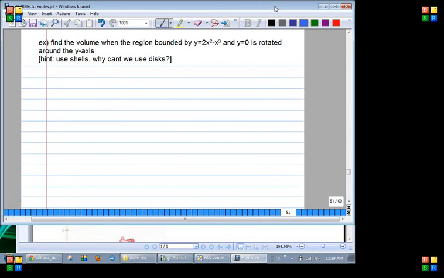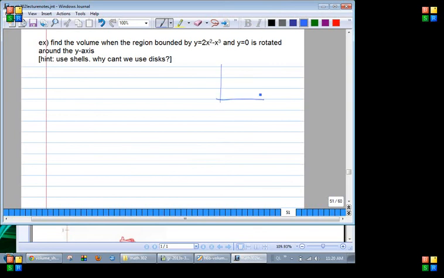So let's do this problem. Let's work through this one together. Find the volume when the region bounded by y equals 2x squared minus x cubed and y equals 0 is rotated around the y-axis. So what's the first thing we should do? Draw a sketch.